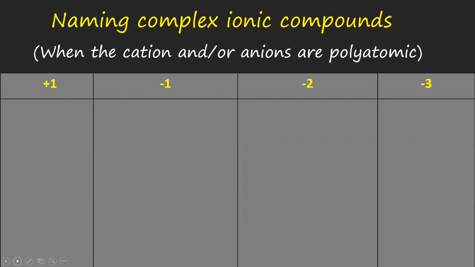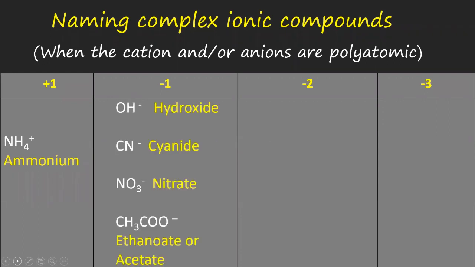So the only example of a cation is ammonium. So you need to memorize like this: NH4 +1 ammonium. So what is the formula? NH4. What is the charge? +1. And what's the name? Ammonium.